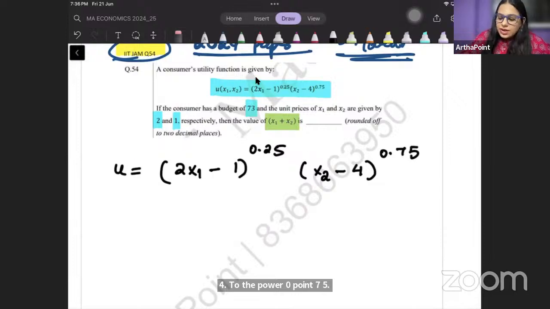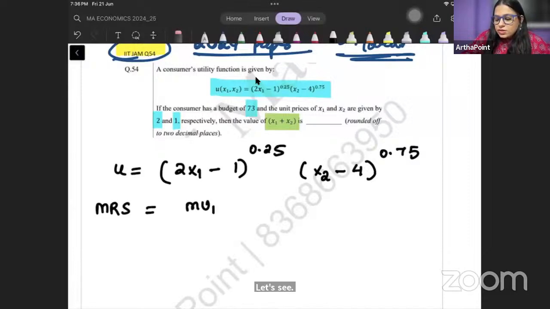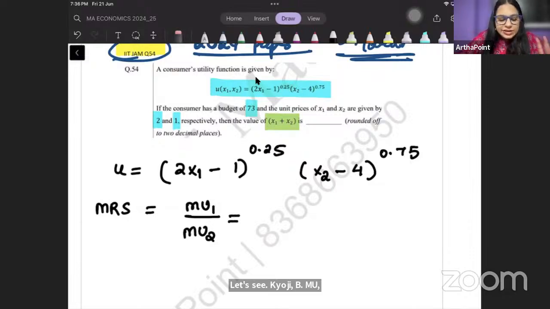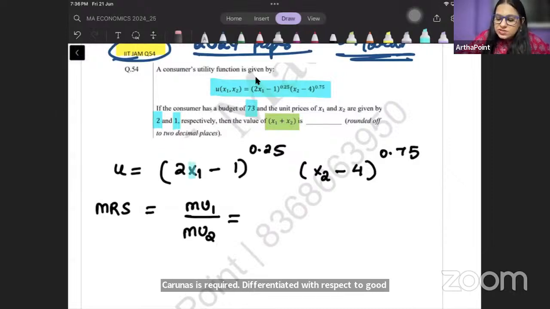Let's see. MRS, क्या हो जाएगा बेटा? MU1 by MU2. Differentiation में बहुत thoroughness is required. Differentiate it with respect to good 1, with respect to x1. तो क्या करेंगे? This is constant. I will write this as it is.